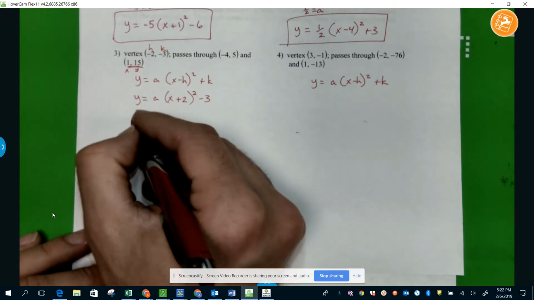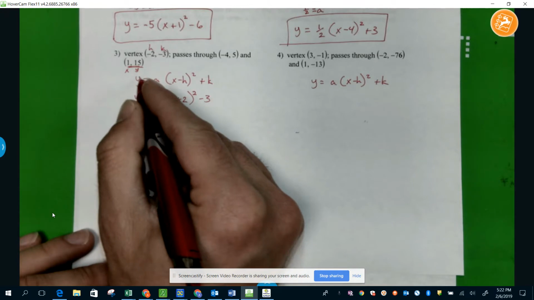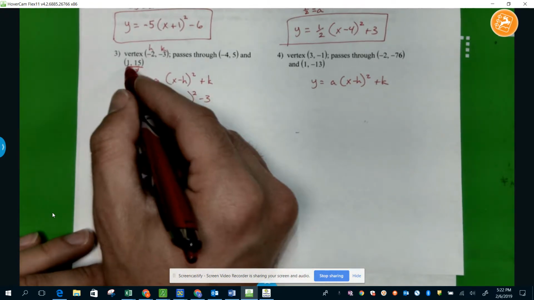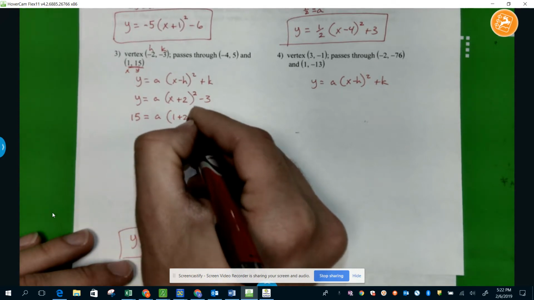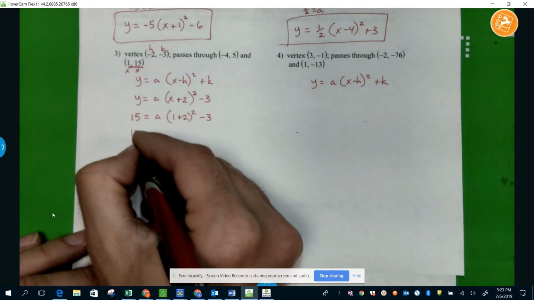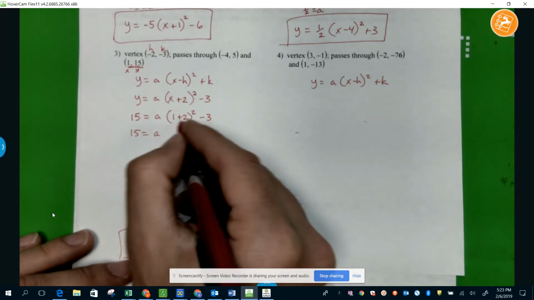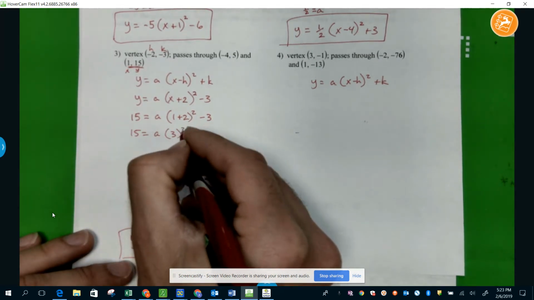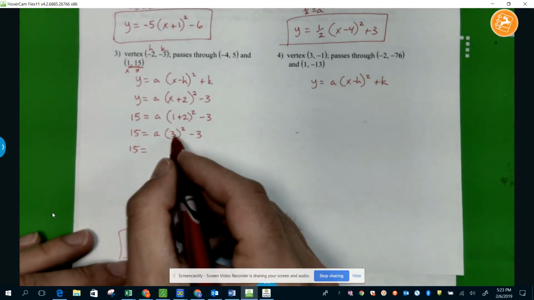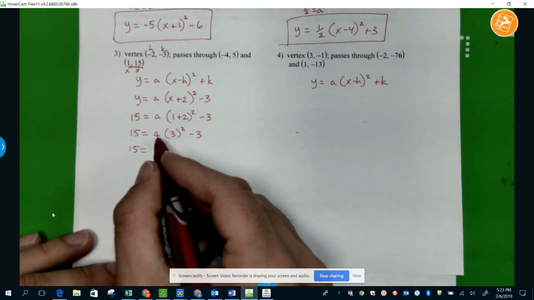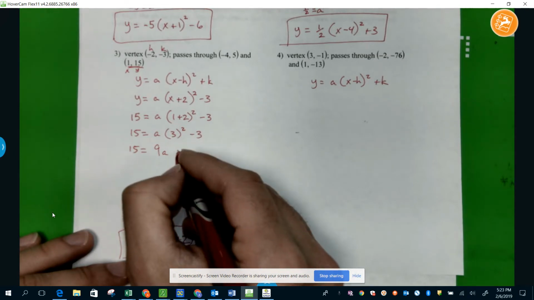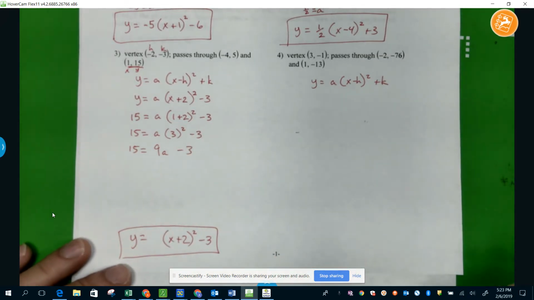So instead of y equals, we're going to say 15 equals a, and instead of x plus 2, it's actually going to be 1 plus 2 with a squared, minus 3. So 15 equals a, 1 plus 2 is actually a 3 squared, minus 3. 15 equals 3 squared is 9. So instead of saying a times 9, we're going to say 9 times a. Your minus 3 is still hanging out at the end.